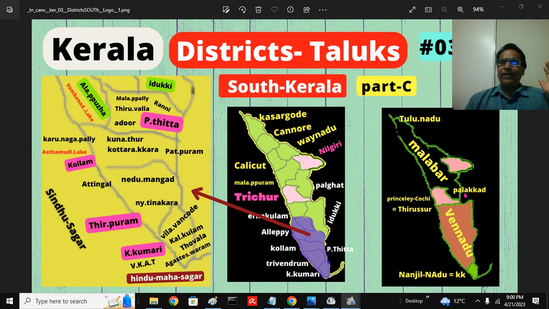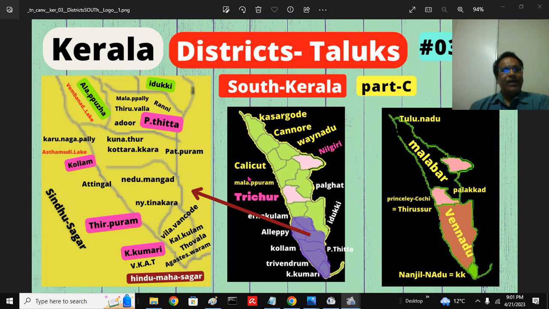This is the Palakkad district. I have put in the Nilgiris also to complete the story. This is the historic British Malabar district. You have the Malabar district and the Kochi princely state, the Venadu princely state, adjoining Nanjil Nadu and Tulu Nadu. These are the modern districts like Kasargod, Kannur, Wayanad, Nilgiris, Calicut, Malappuram, Thrissur, and so on. We can look at it.